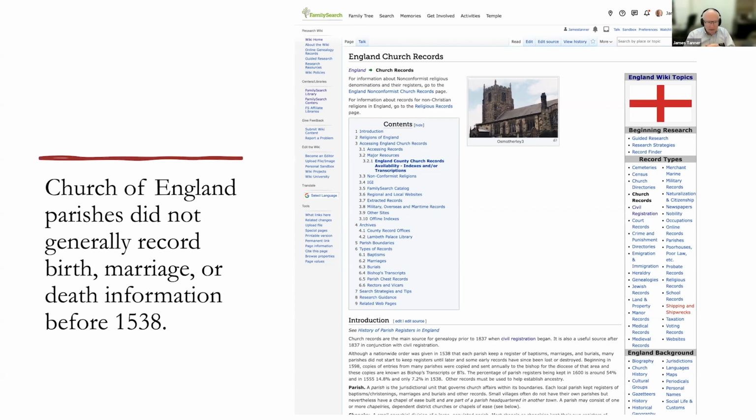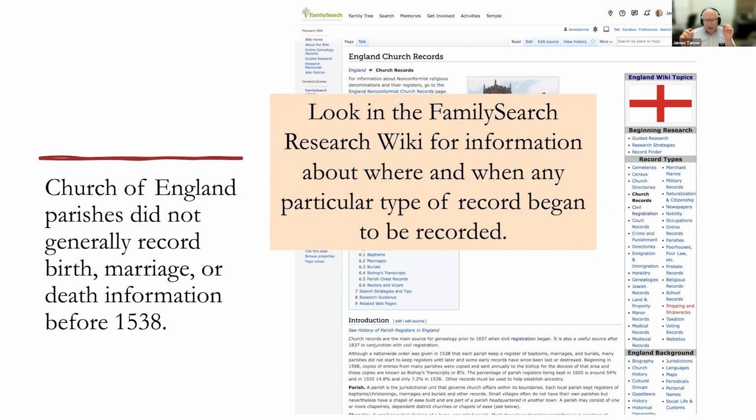But this is a reality in any group of records, that at some point in time there was a place in time where the record began to be recorded, and that records before that time simply do not exist. And so we need to look in a good source, and here what we can do is look in the FamilySearch Research Wiki for information about where and when any particular type of record began to be recorded.